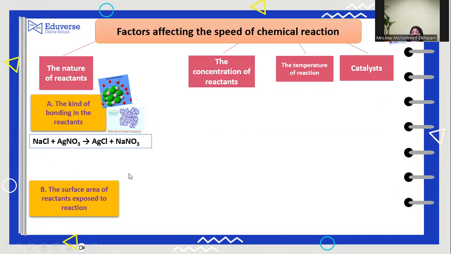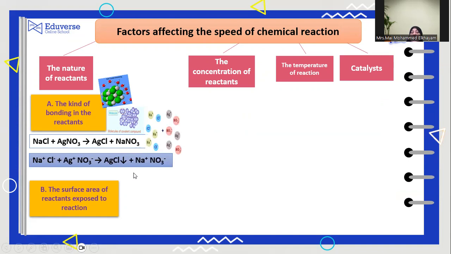While the surface area of reactants exposed to the reaction here, what will it be? If I have substance A that would like to react with substance B, but as you can see here, it is in a cube form, so substance A will react only with the outer surface of substance B. But what if I grind or break down substance B? So substance A will react with the outer and inner part of substance B. So increasing the surface area of reactants exposed to the reaction increases their speed of reaction. Why? Due to the increase in the number of reactant molecules exposed to the reaction.